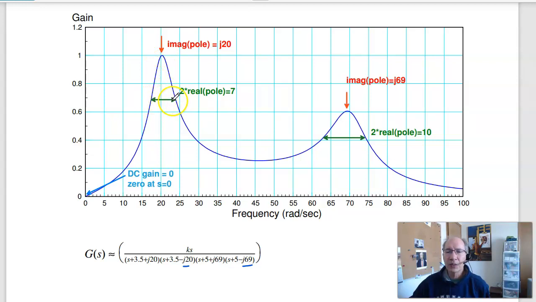That's twice the real part. So here the bandwidth is about 7, so the real part is half that, 3.5. Here the bandwidth is about 10, so the real part is half that, 5. So there's your transfer function. K is just a gain to match the gain somewhere. Probably pick K to make the gain at 20 equal to 1. And that's G of S. So that's quiz number 2 for ECE 321.